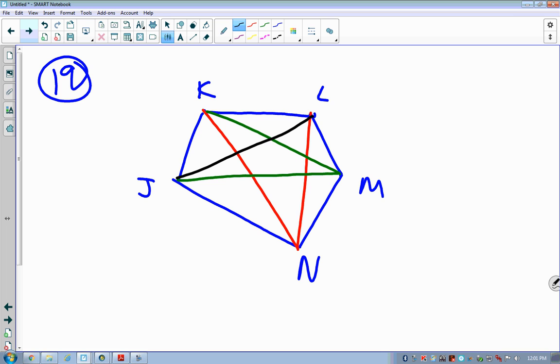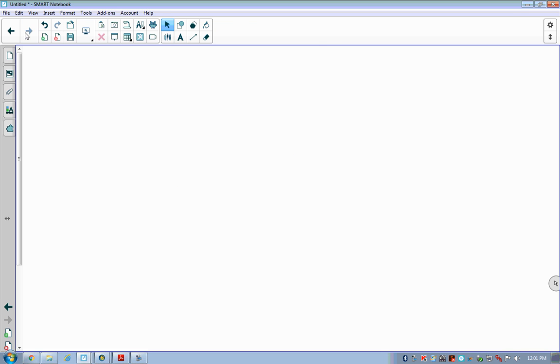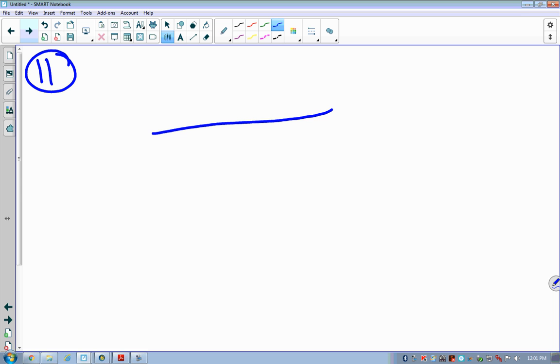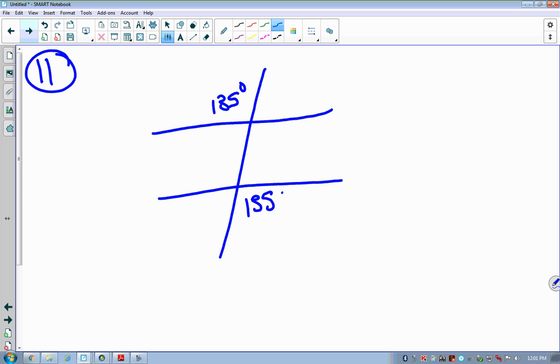Great. Number 11. Prove the lines A and B are parallel. Okay, so it gives me something that looks like this. 135 and 135. Okay, this is another lesson 12 deal.